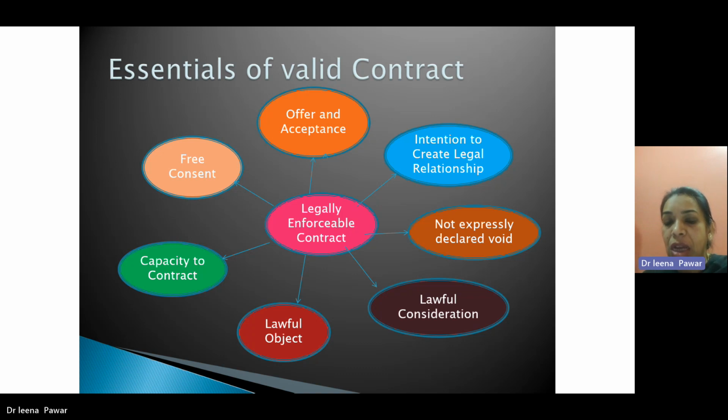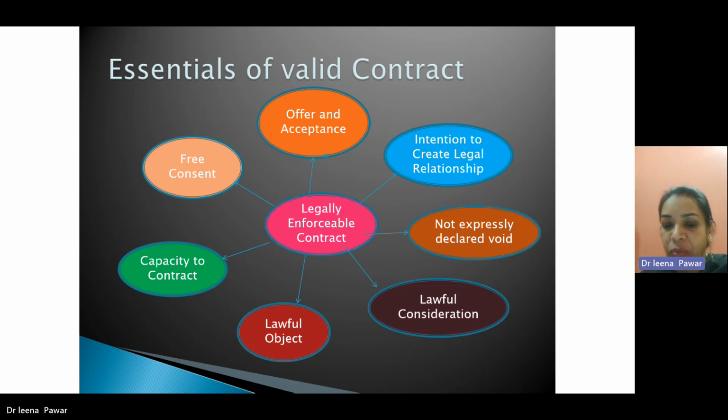So a person who is a minor, who is of unsound mind, or who is disqualified by the law in force to contract, is incompetent to contract. Parties must be competent, must be capable to enter into the contract, must have the capacity to enter into the contract, and that should be according to section 11.